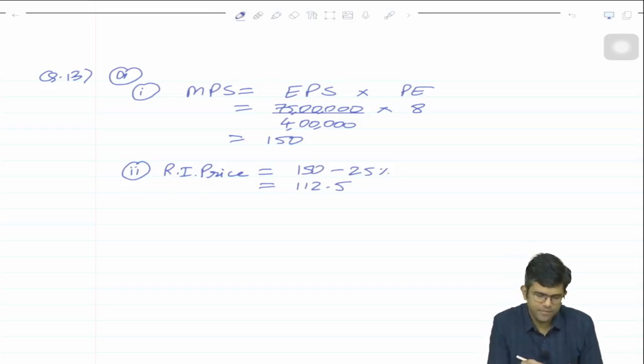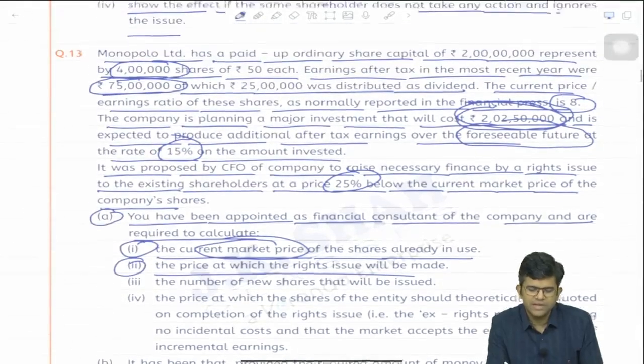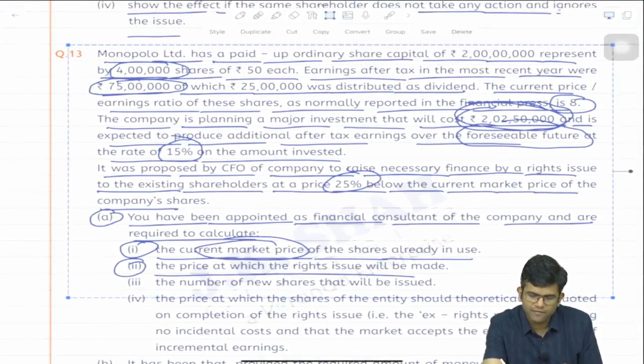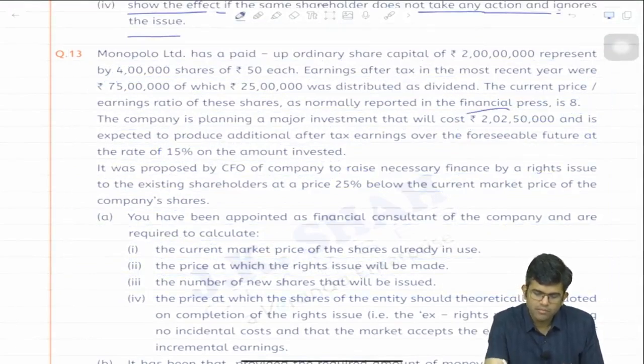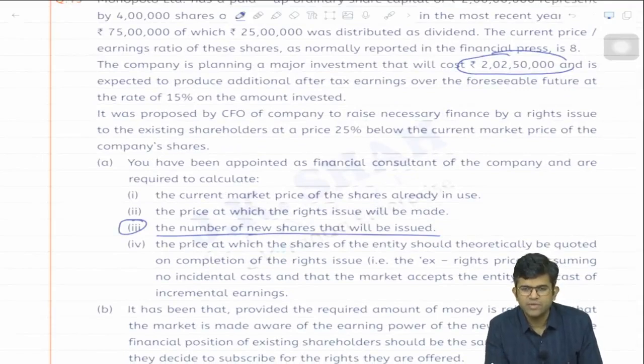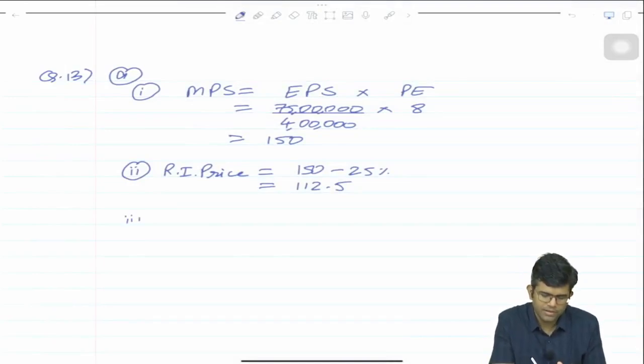Okay, next. So students, that means do you realize that we have to raise 2 crore 2 lakh 50,000 by issuing shares at 112.5. So they are asking you in point number 3, how many shares should you issue: 2 crore 2 lakh 50,000 divided by 112.5. Everybody clear? So write down point number 3.